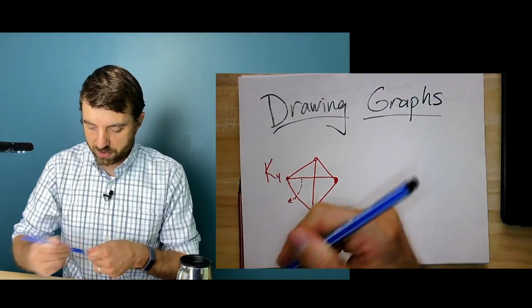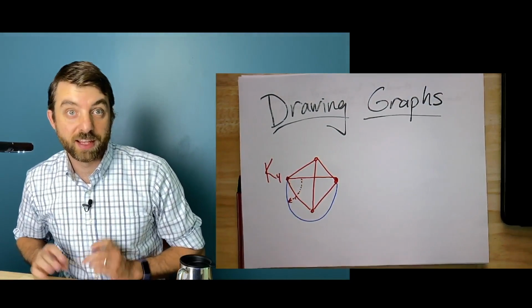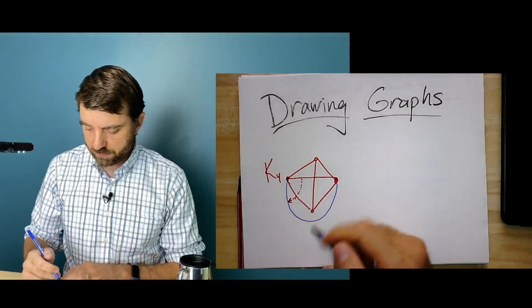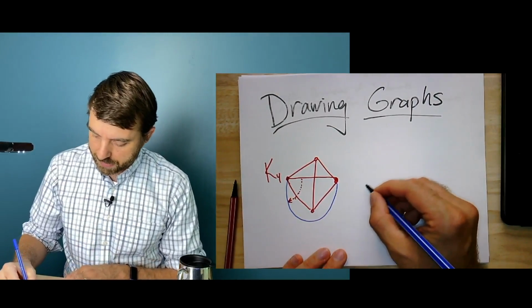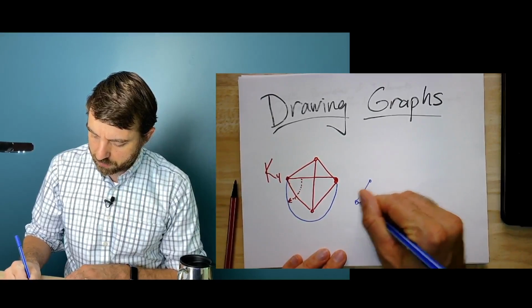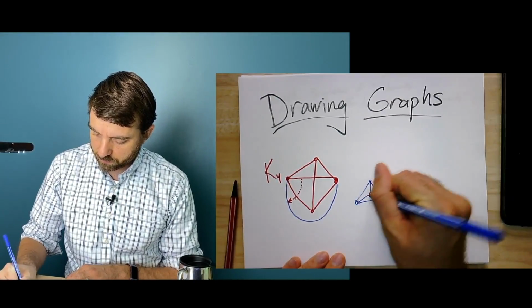Let me do it in a different color. I could have drawn this edge around the outside, and then I would have had no crossings. And you see that there are differences between these 2 drawings. Or I might even be able to draw K4 with all straight lines.